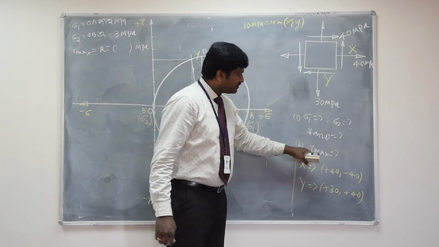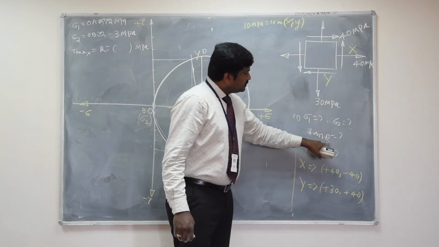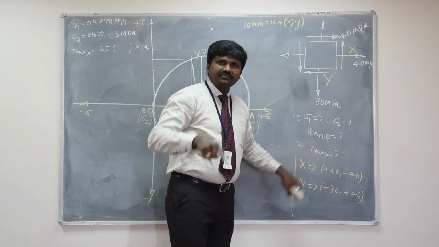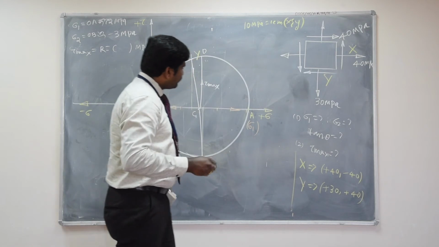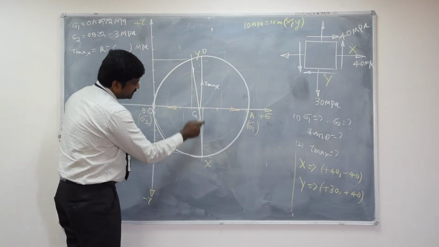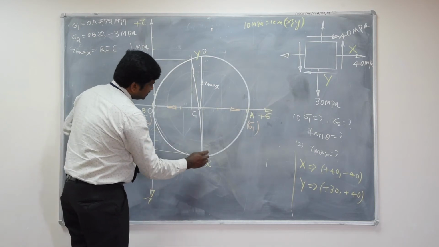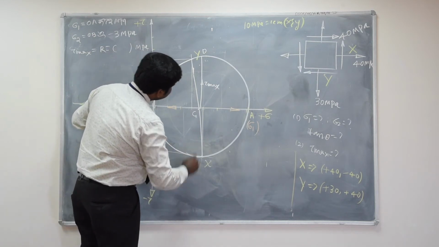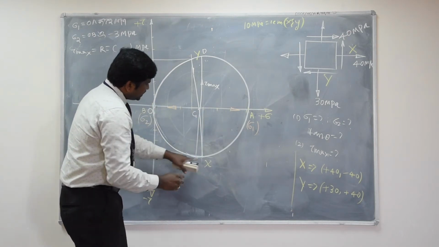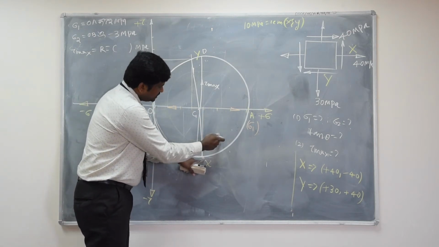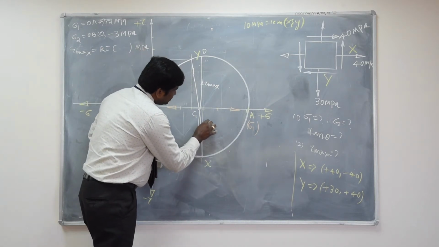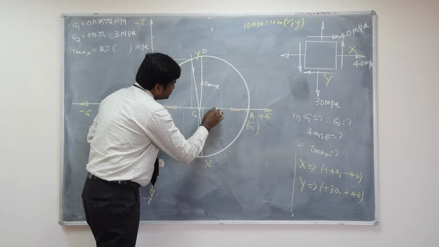Then what is the direction you have to find? To find the direction, analytically we use this equation: tan 2 theta is equal to 2 times tau xy divided by sigma x minus sigma y. But graphically, we can straight away measure the inclination of the line to the point cx. If you project this, cx is on this side, say the fourth quadrant. So angle 2 theta will be this.